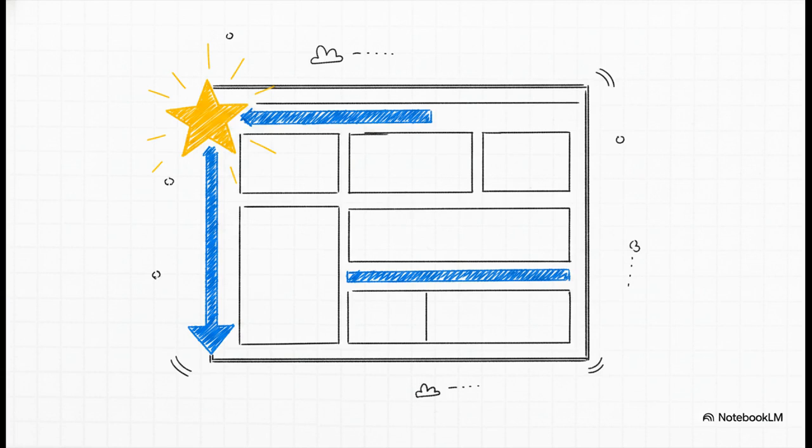Studies show that humans scan dashboards in an F shape. They start top left, scan across the top, and then work their way down the left side. What does that mean for us? It means the top left corner is prime real estate. It's exactly where you must place your dashboard title and your absolute most critical metric.